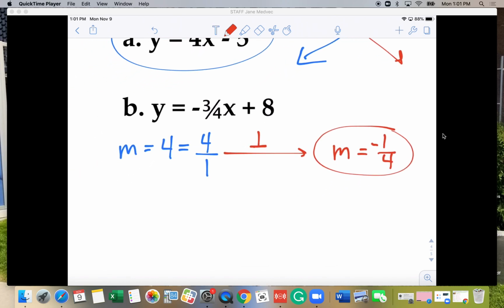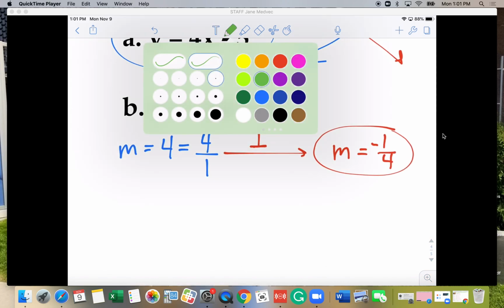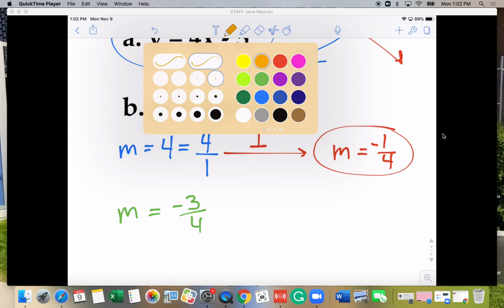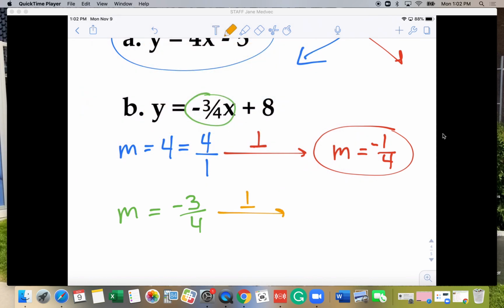Now let's take a look at B. B, the slope of B is the number in front of the x, so it's negative 3/4. And this new line, if it's going to be perpendicular, I'm going to flip it, so it's 4 over 3, and because this is negative, this would be positive, so I don't have to put a sign out in front at all.